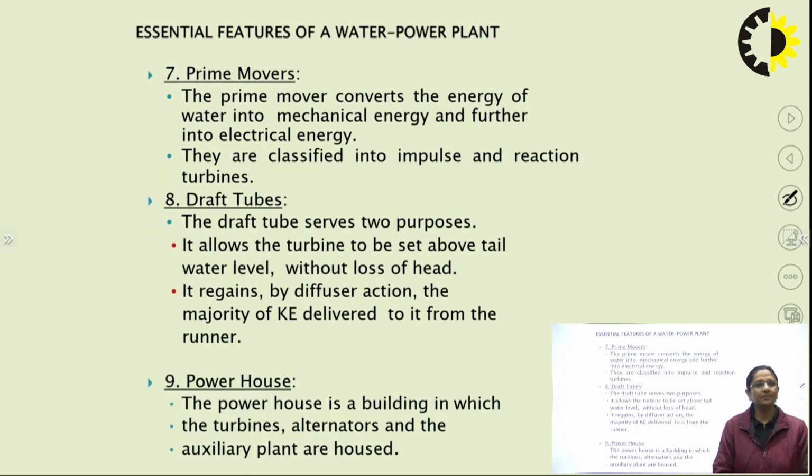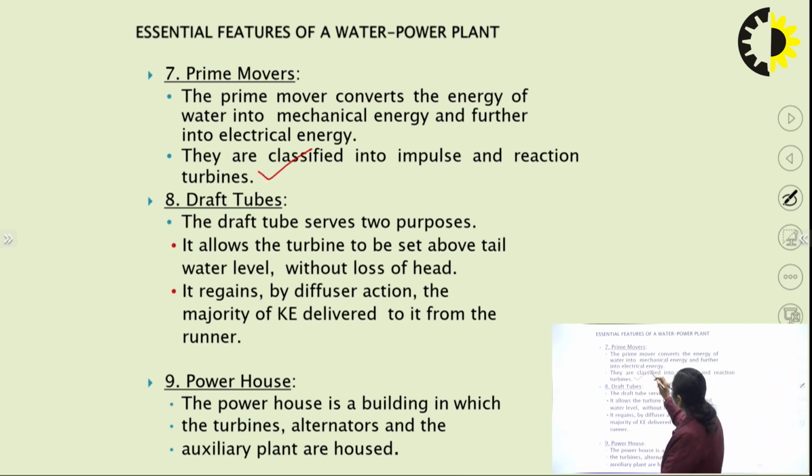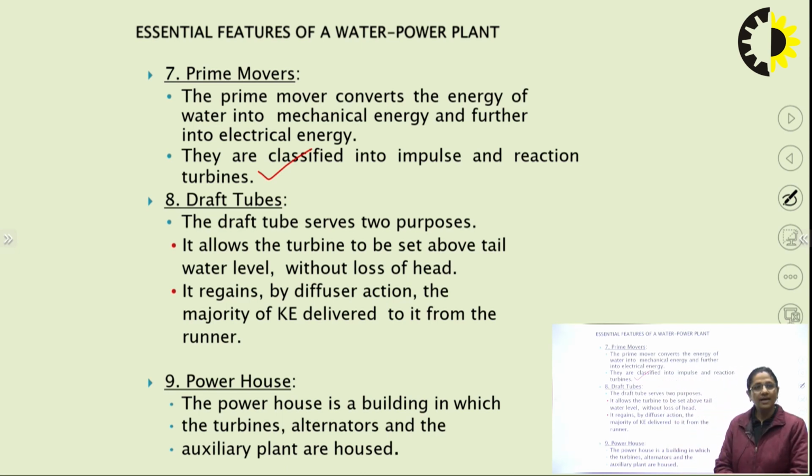Prime movers. The prime mover converts the energy of water into mechanical energy and further into electrical energy. They are classified into impulse turbines and reaction turbines. The prime movers are said to be prime movers because they provide the mechanical input to the generator, and the generator is responsible for providing the electrical output.